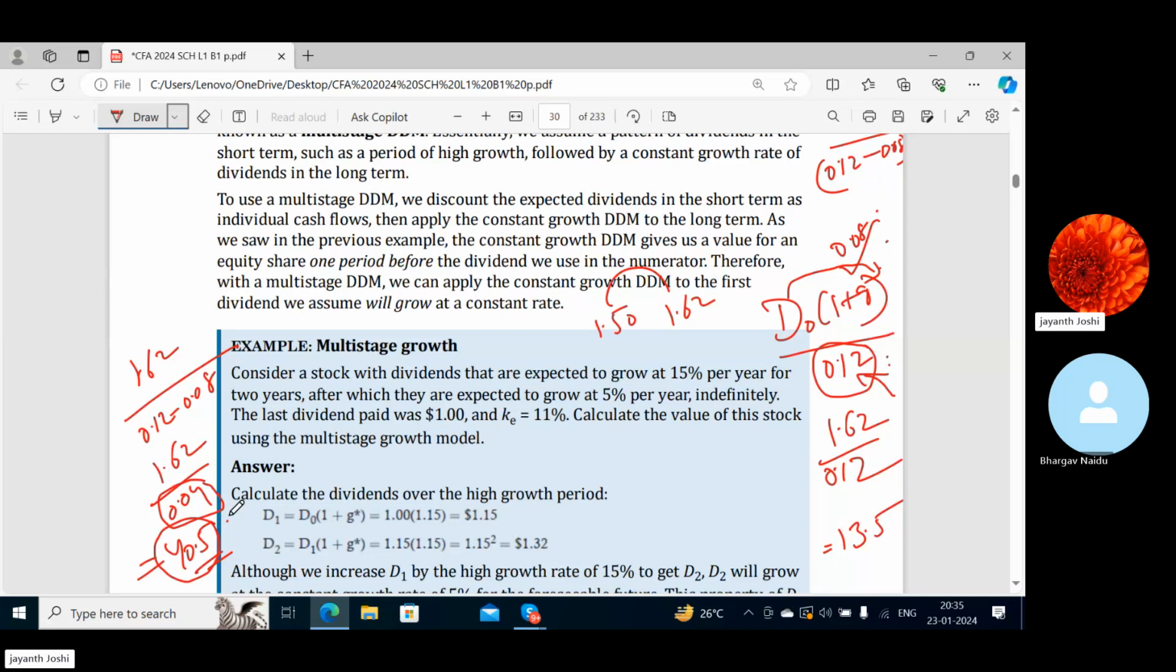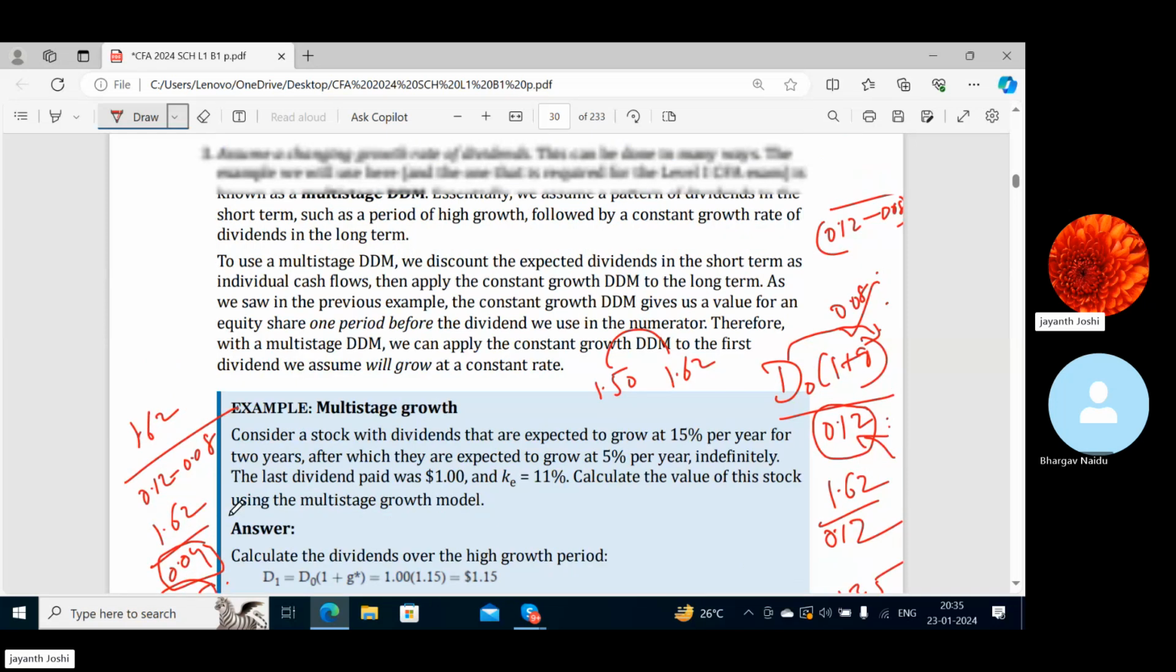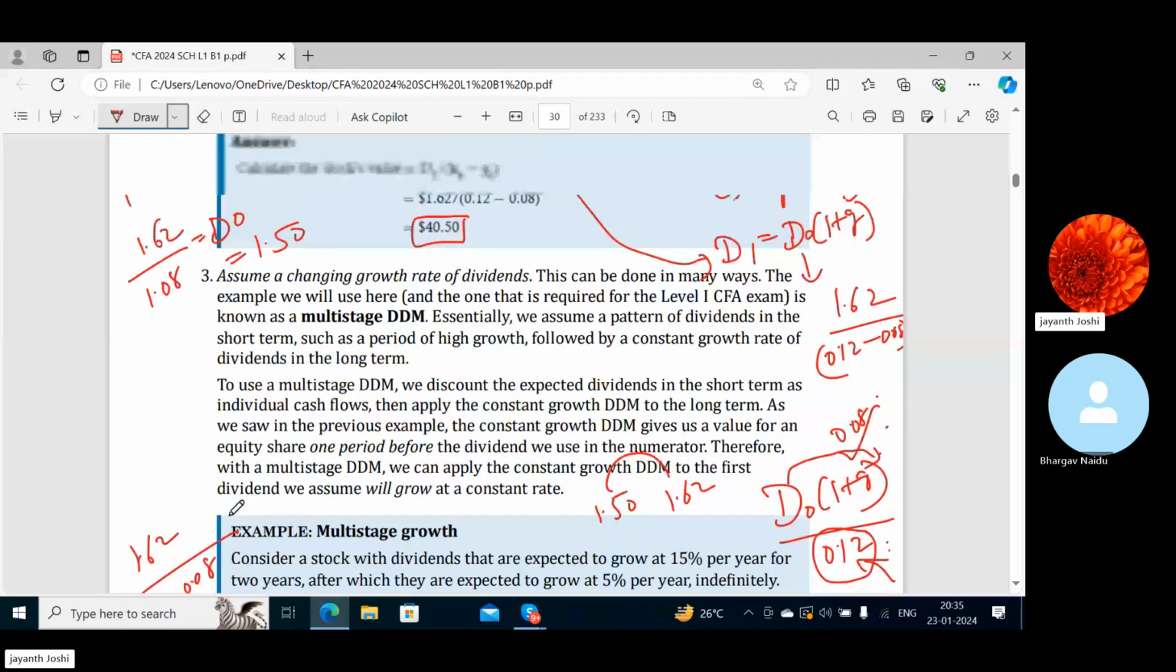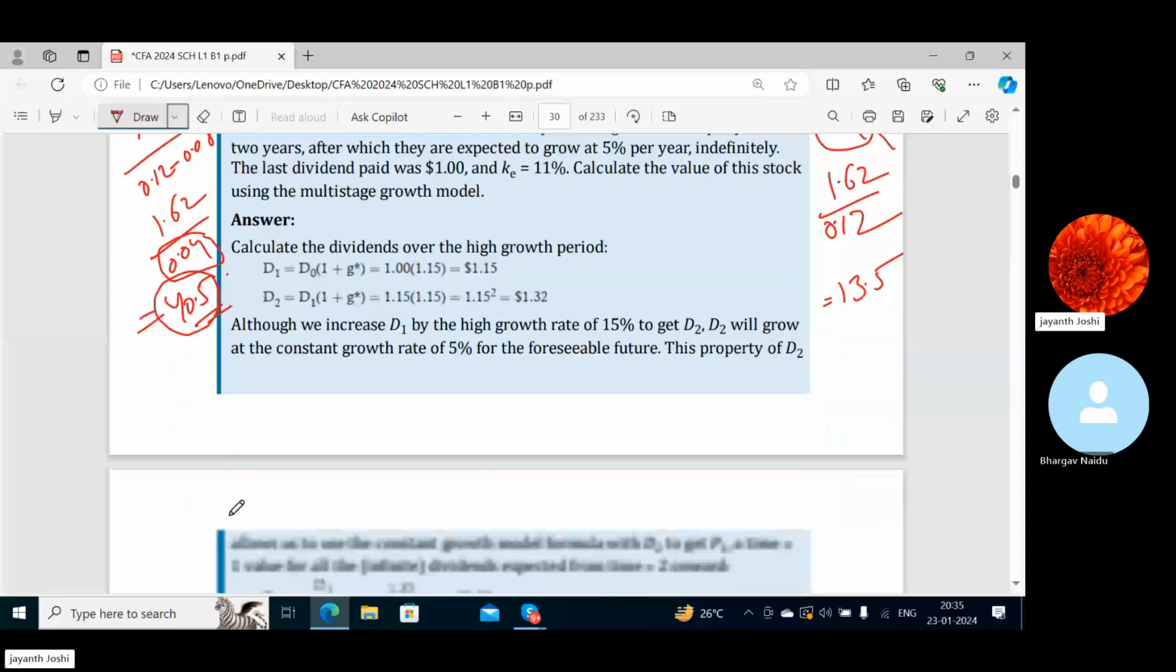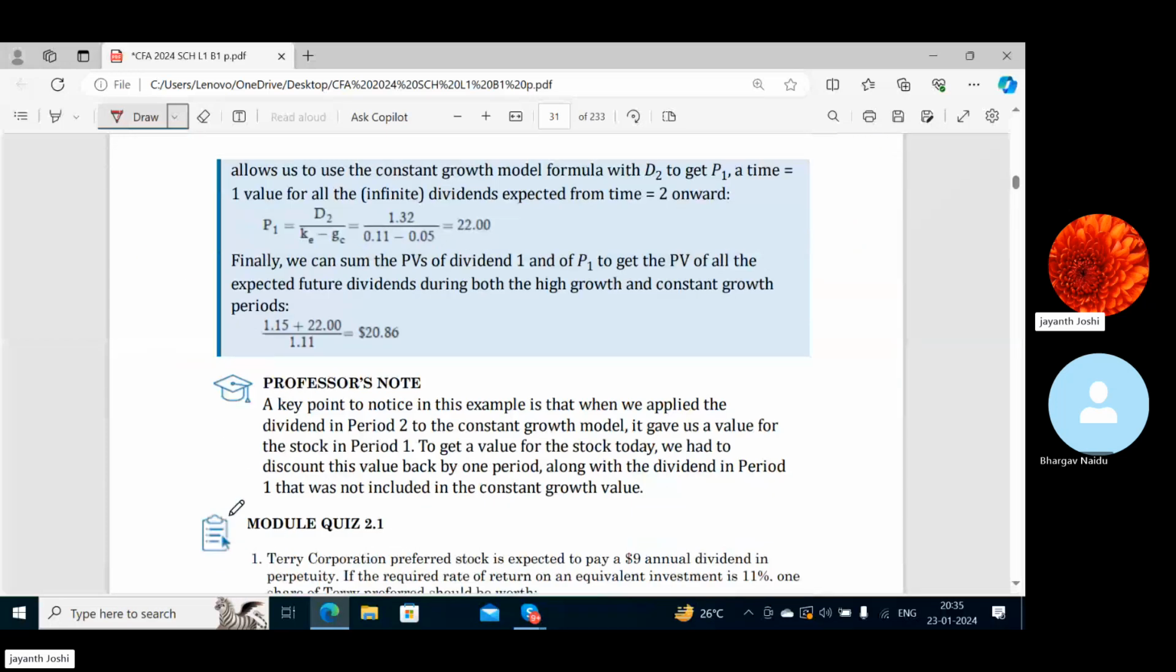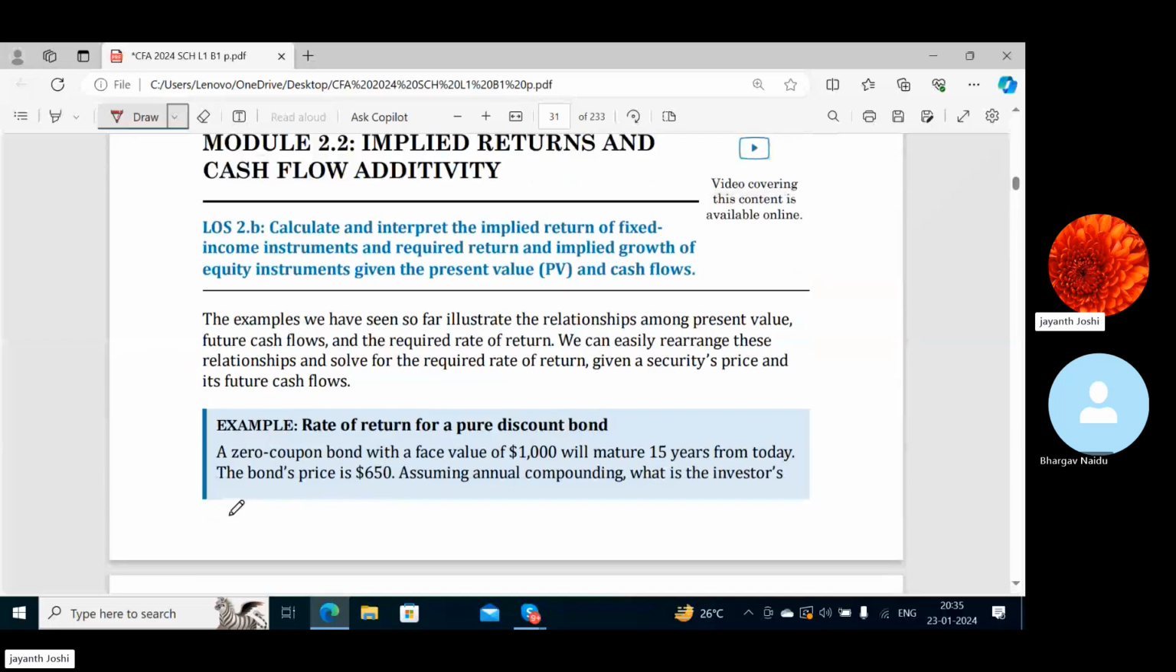And the growth is not disturbed in the numerator. Fine. So this is the answer, 40.50. Let's move forward. Now we are going with the multi-stage growth model. Please try to understand. It's a very good question. Then you have a quiz. Fine. Let's go ahead.